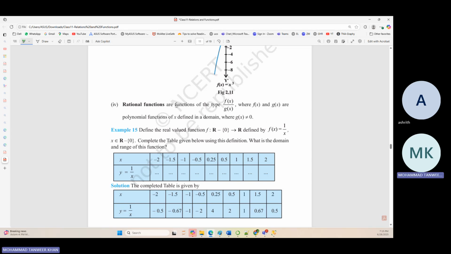Now, what are rational functions? Rational functions means it will be like f(x) by g(x). You have a numerator and a denominator.